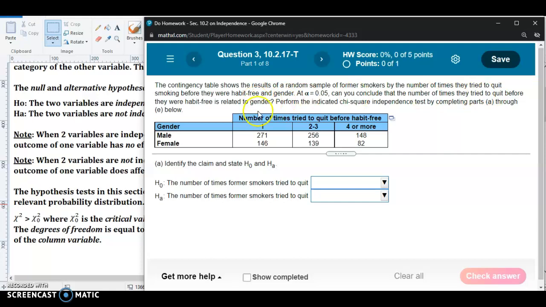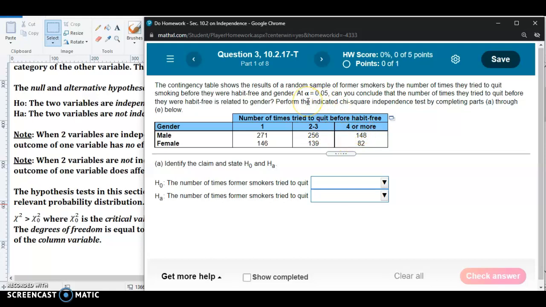So in other words, the two variables are the number of times they tried to quit, and then the gender of the individual. And you can see that they categorize the number of times the person tried to quit as either they quit after one time of trying, or they quit after 2 to 3 times, or it took them 4 or more times before they quit.